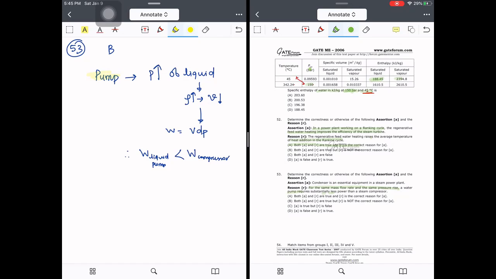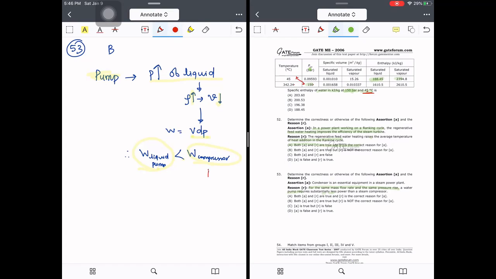If I observe carefully, pump and compressor are two different things. The basic difference is that pumps are used to handle liquids, whereas compressors are used to handle gases. We should not intermingle pump with compressor. When the pressure of the liquid is increased, the density increases and its volume decreases. So the work done by the pump is V dP.